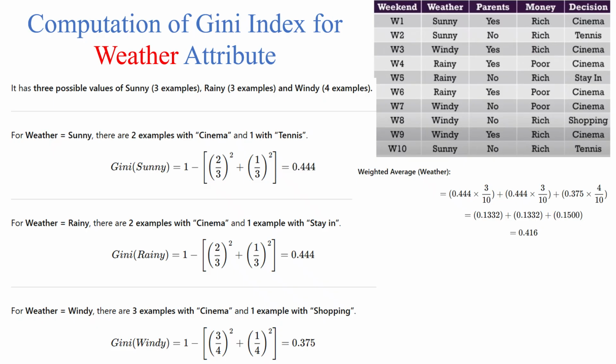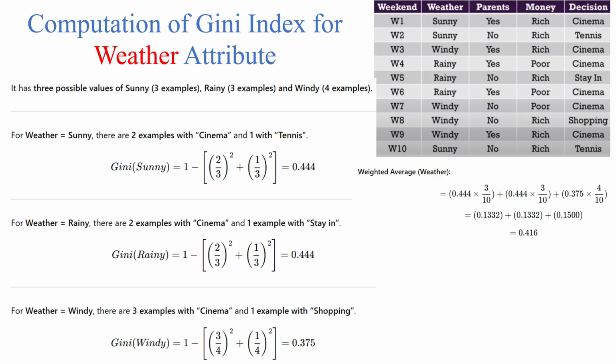Then if you consider whether it's rainy, we have 3 samples. Of these, 2 are cinema and 1 is stay in. So 2 by 3 the whole square plus 1 by 3 the whole square. If you apply it, we get the answer 0.444. Next, weather is equal to windy. Here there are 4 samples. In 3 samples the decision is cinema, and 1 sample leads to the decision shopping. So 1 minus 3 by 4 the whole square plus 1 by 4 the whole square, the answer is 0.375.